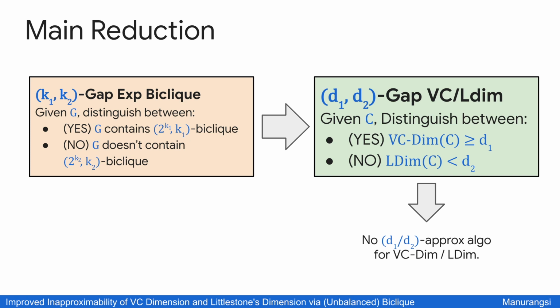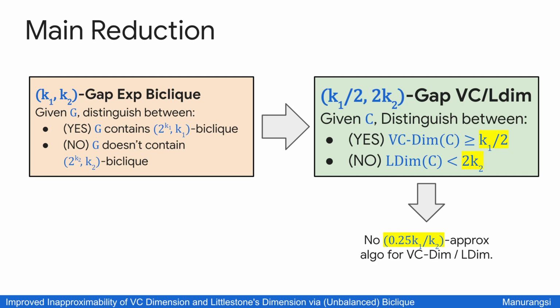This is another interesting aspect of our work, because our work requires just a single reduction, whereas in the previous work, there have to be separate reductions for VC dimension and Littlestone dimension. In terms of the exact parameters, we can get the yes case in our VC and Littlestone dimension to have dimension at least k1 over 2, and the no case to have Littlestone dimension less than 2 times k2, where k1 and k2 are the parameters from the gap exponential Biclique. So this gives a hardness of approximation for VC dimension and Littlestone dimension of approximation ratio k1 over 4 times k2. In other words, we only lose a factor of 4 in the hardness of approximation from this reduction from the gap exponential Biclique problem.